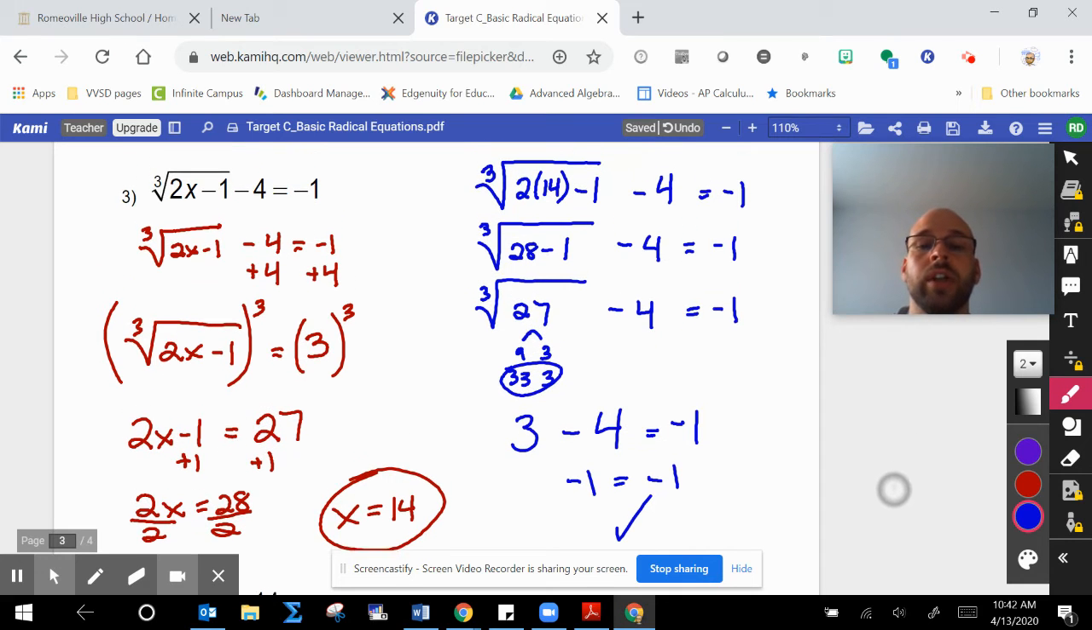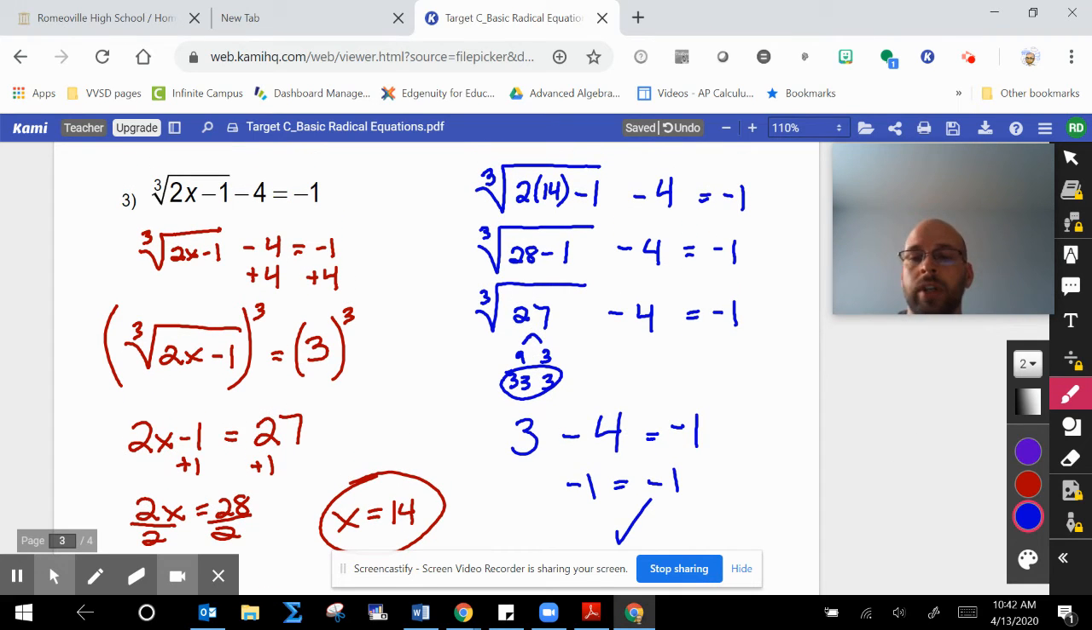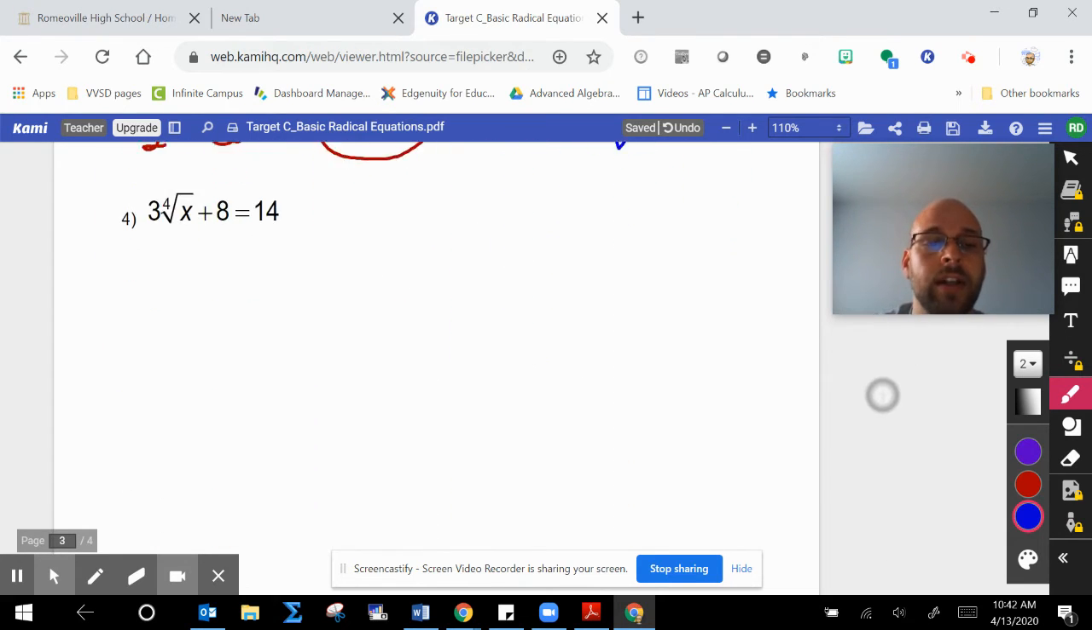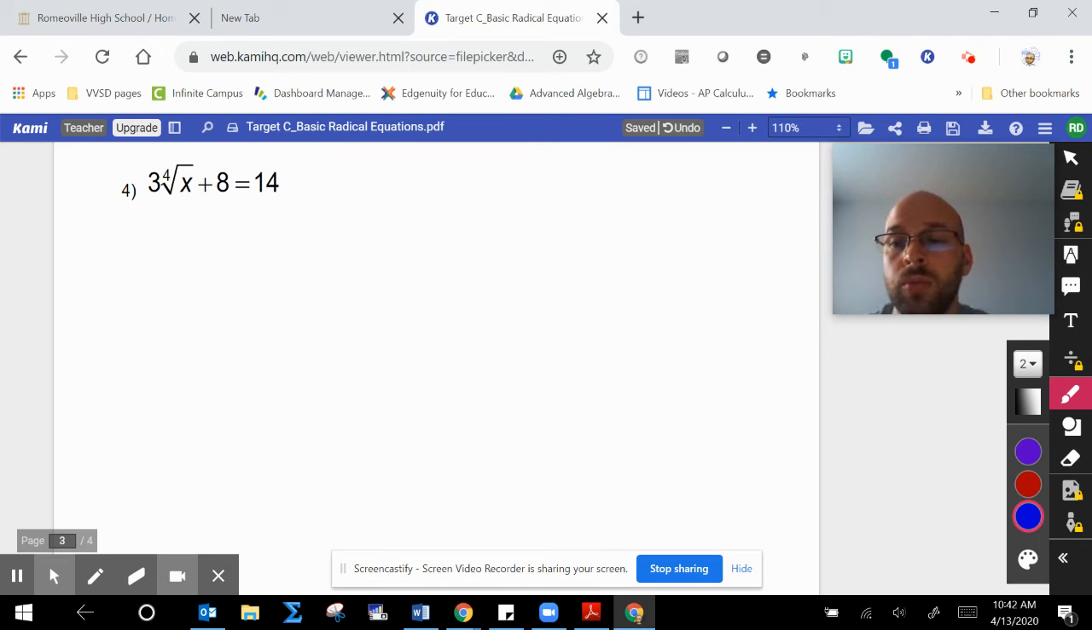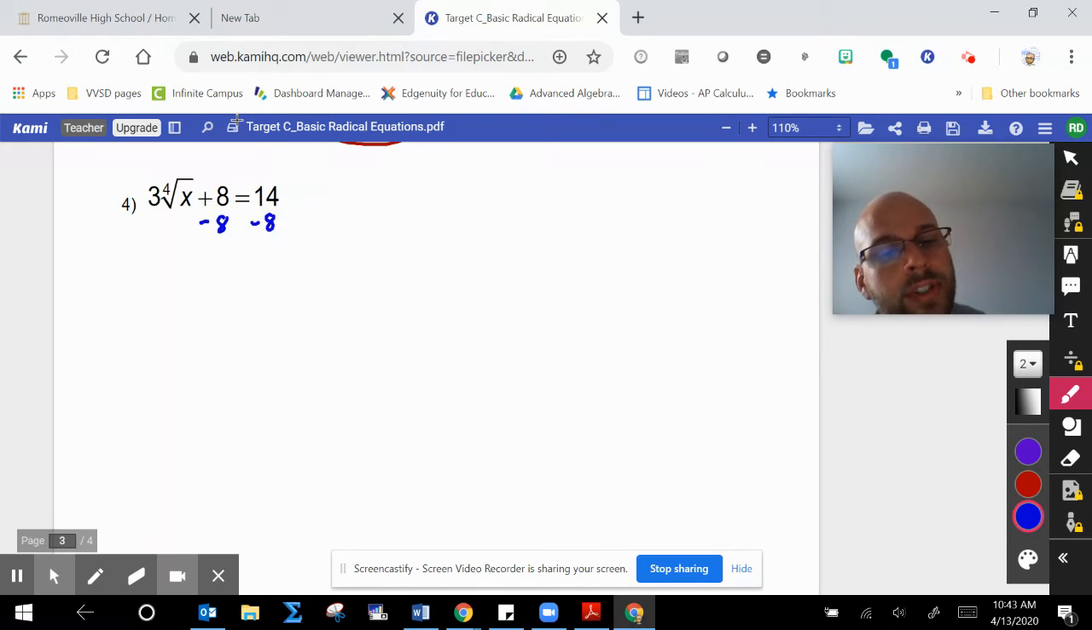Now you also have a calculator, so if you just want to do the cube root of 27, you're welcome to do that, but you should all know how to simplify a radical. Okay, let's take a look at number 4. Now number 4 isn't a cube root, but it's a fourth root, so you might actually need a calculator for this one. What we're going to do is subtract the 8 from both sides.